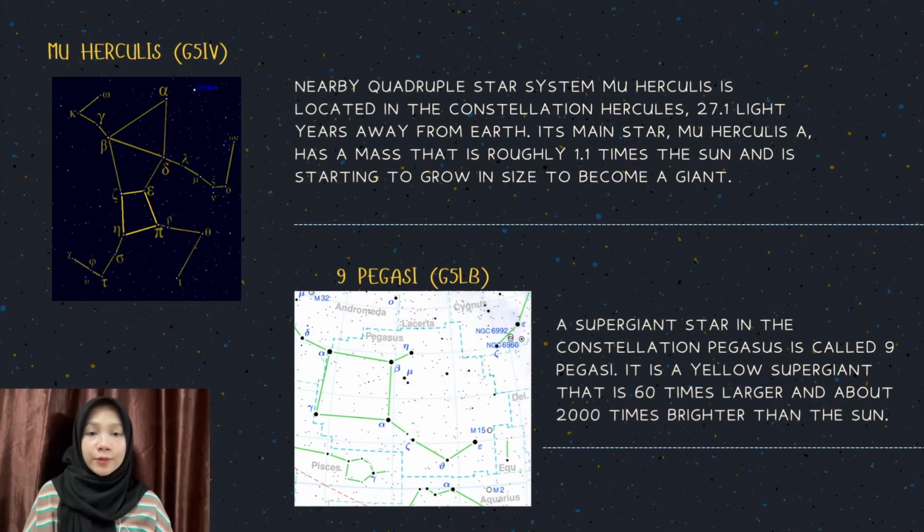The next star is Mu Herculis. A nearby quadruple star system, Mu Herculis is located in the constellation Hercules, 27.1 light years away from Earth. Its main star, which is Mu Herculis A, has a mass that is roughly 1.1 times the Sun and is starting to grow in size to become a giant. Next, 9 Pegasi. A supergiant star in the constellation Pegasus is called 9 Pegasi. It is a yellow supergiant that is 60 times larger and about 20,000 times brighter than the Sun.